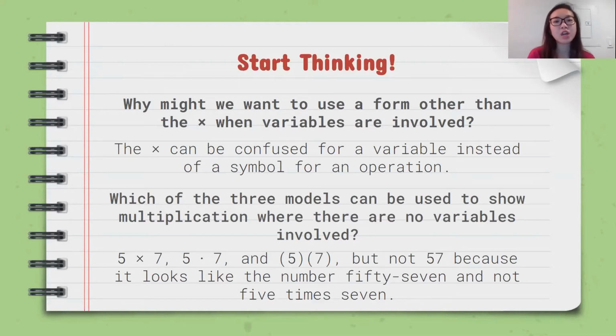And then which of the three models can be used to show multiplication where there are no variables involved? So we have on here 5 times 7 using the times symbol, and then 5·7, which also means multiplication, and then parentheses 5, parentheses 7. But not the one that's next to each other, 5 7, because it looks like the number 57 and not 5 times 7.